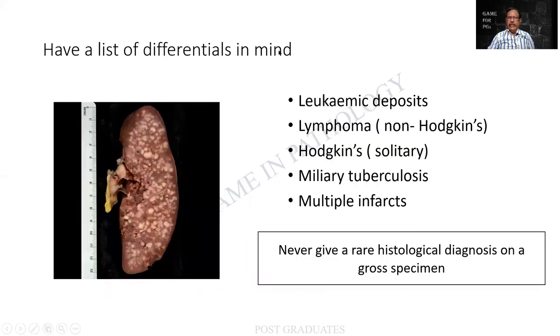And as I mentioned earlier, have the differentials in mind. Earlier also I had shown you this picture under amyloidosis. So it can be like this. It can be leukemic deposits, it can be a lymphoma, it can be a Hodgkin's, it can be miliary tuberculosis, multiple infarcts, or a sago spleen itself in amyloidosis. In all these conditions, I find that there can be multiple nodules. So from this, it is not possible to make a diagnosis of benign or malignant, neoplastic or non-neoplastic.